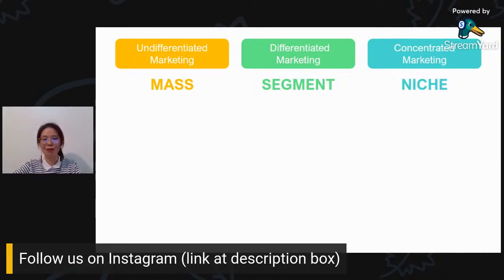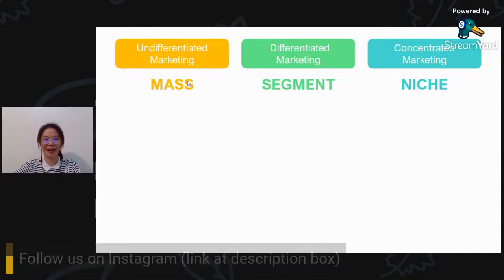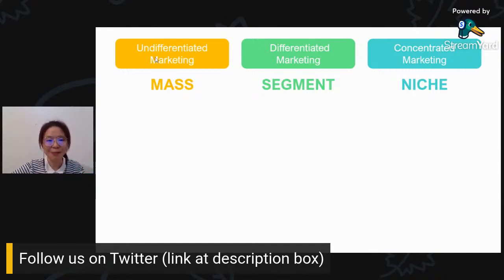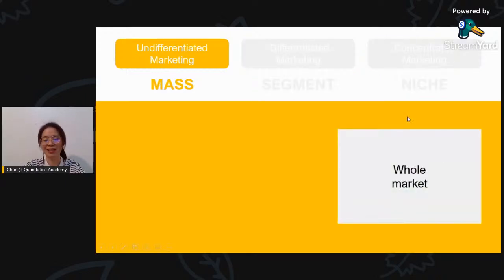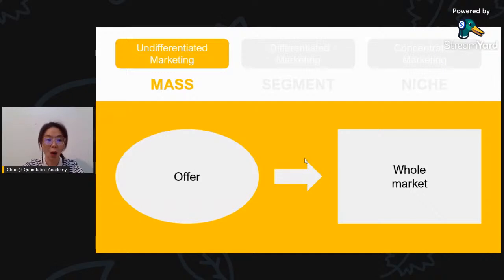Okay, so mass marketing is basically undifferentiated marketing. Meaning, we treat the whole market as one market segment, and then we offer the same type of product or service to the whole market. There is no segmentation done in the whole market. So one offer to the whole market. That is mass marketing.